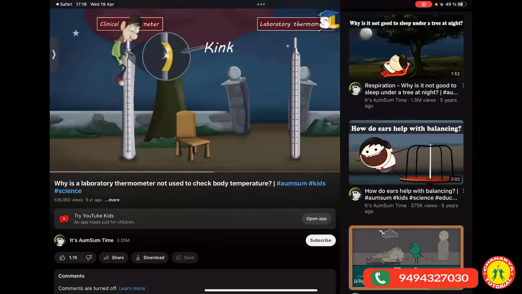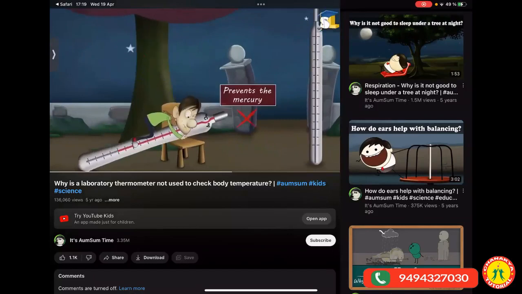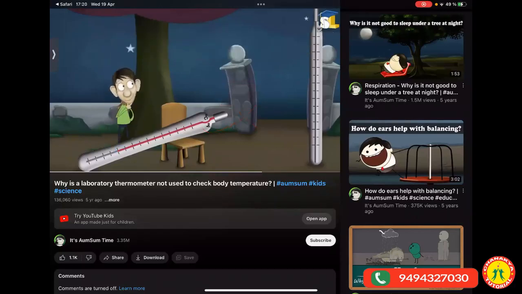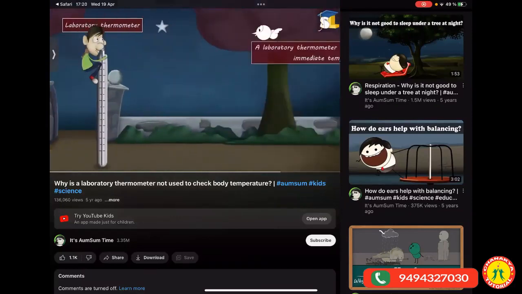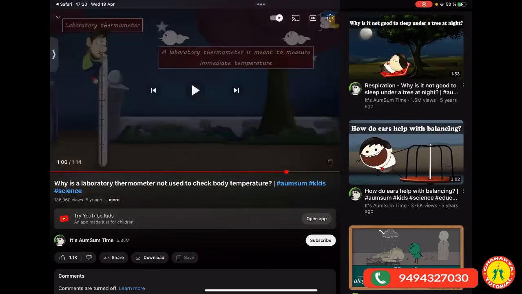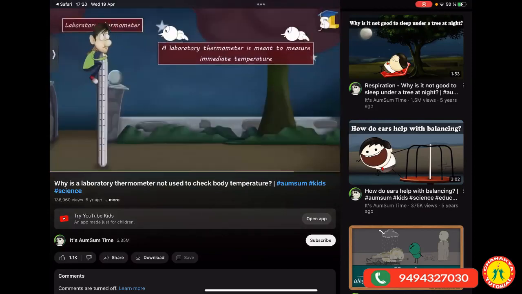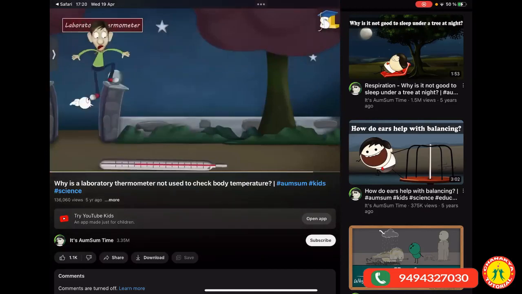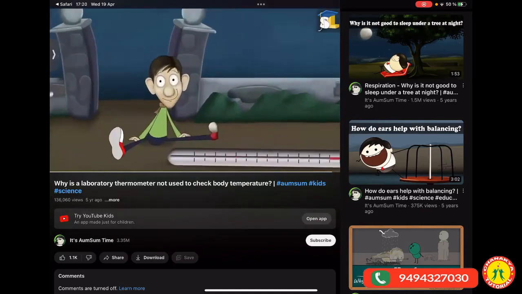A clinical thermometer has a kink. When we check our body temperature, the kink present in it prevents the mercury from falling back down, thus helping the thermometer to hold the temperature recorded by it and giving us an accurate reading. Now, in a laboratory thermometer, this kink is absent. You can see in a laboratory thermometer, the kink is not there. A thermometer is meant to measure immediate temperature. Hence, after recording our body temperature, until we check it, the mercury will fall, thus not giving us an accurate reading.